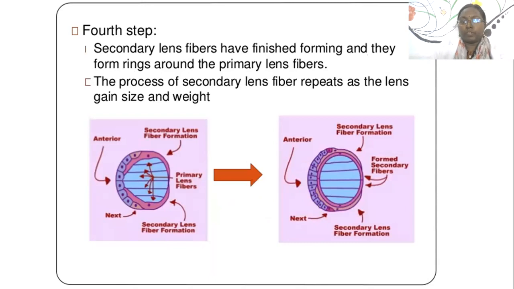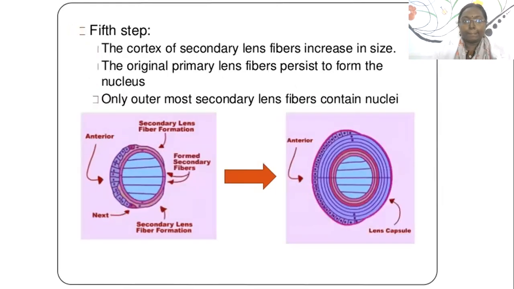The secondary lens fibers, after forming, form rings around the primary lens fibers. The process of secondary lens fibers repeats as the lens gains size and weight. First step includes the cortex of secondary lens fibers increasing in size. The original primary lens fibers persist to form the nucleus. So only the outermost secondary lens fibers contain the nuclei.